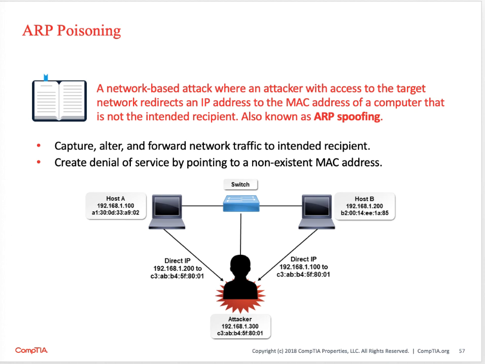So an attacker could, at this point, choose to capture the traffic or alter the traffic before forwarding it to its correct destination. So it could alter the message it's trying to send here before it goes to B, or it can send this information to the middle of nowhere, right? And that way we can create a denial of service, right? So instead of the attacker sitting here, it might point to nothing.